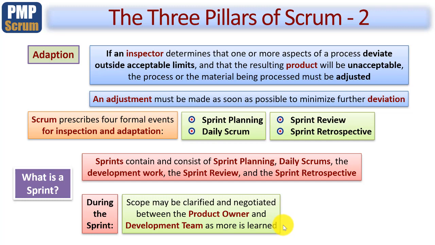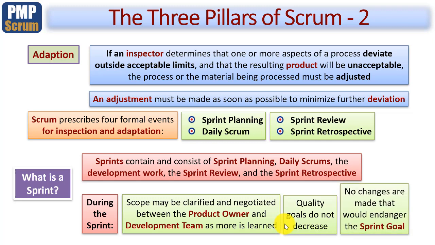Again, going back to another pillar of Scrum, and that's transparency. But care needs to be taken to ensure that quality goals do not decrease. Those are the acceptance criteria, if you will, of each of the products being created. And just as important, that no changes are made that would endanger the sprint goal. Now, I haven't talked much about the sprint goal yet, but in essence, it does what it says. It's the objective or outcome you expect from that current sprint.